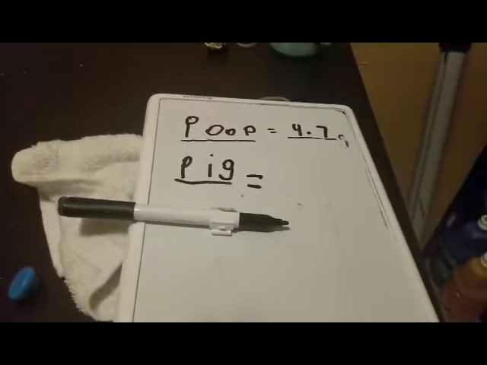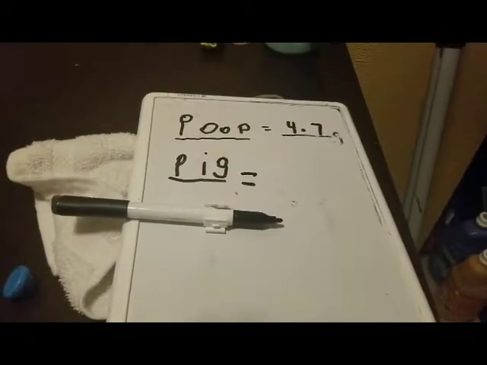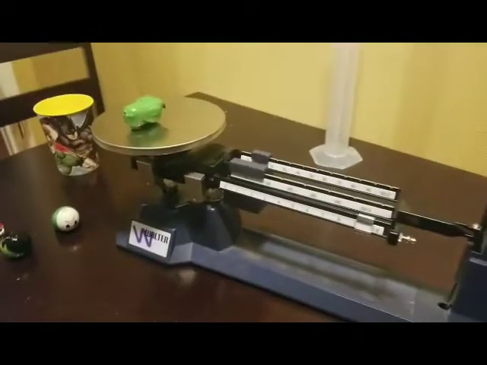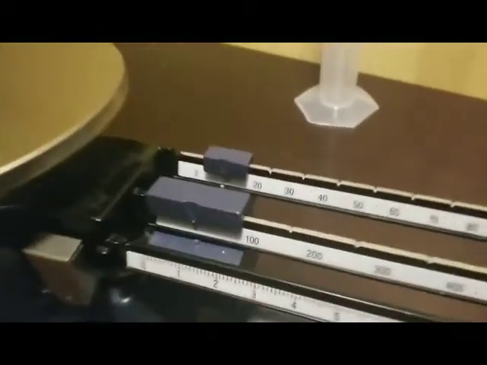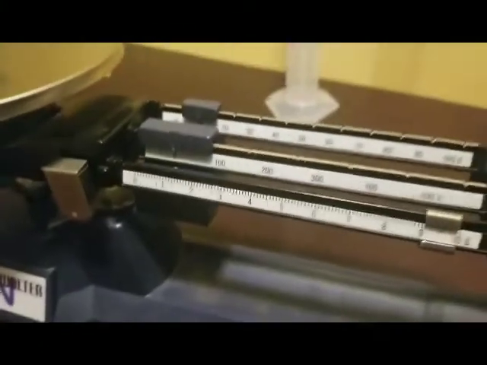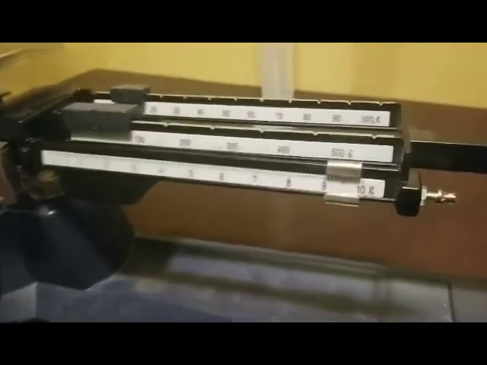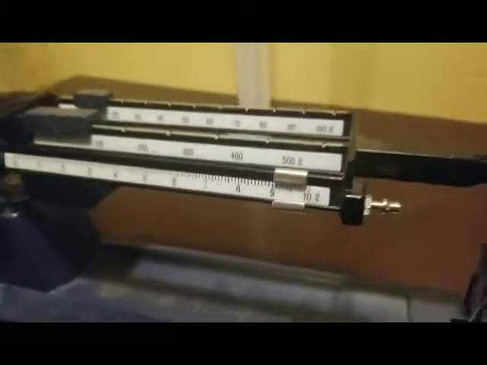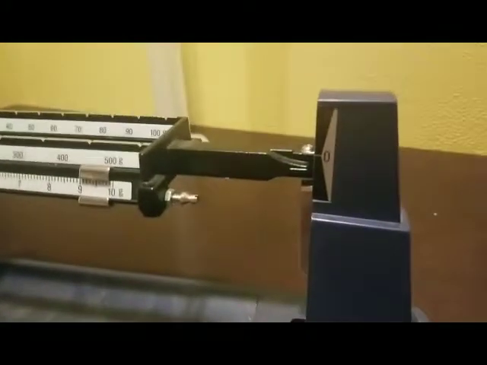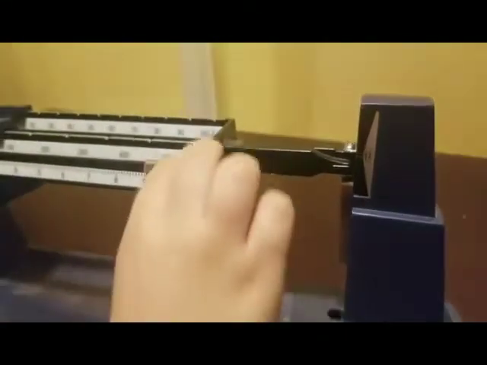Alright, so E has written pig equals, and now he's in the process of getting the mass. So the pig has a little more mass, right? So what we had to do is move the back one to 10, and now Ethan's moving the smaller beam in the front to 9. So that would be 19.5 right now, E. Is that too much, E? Move it back a little bit.